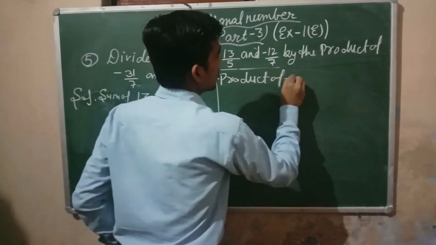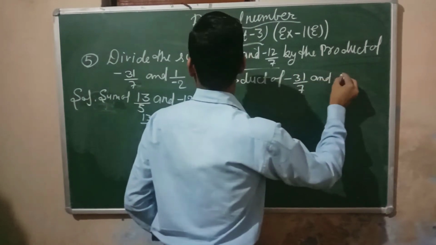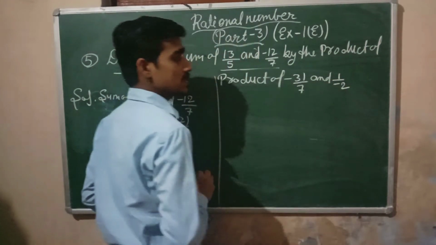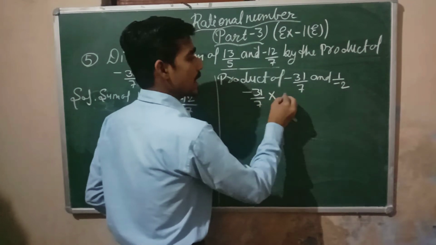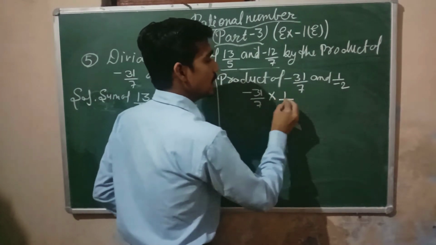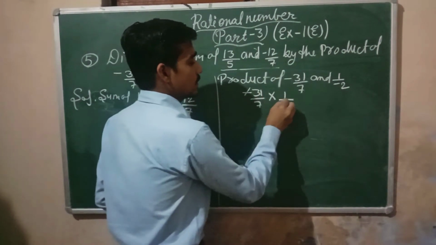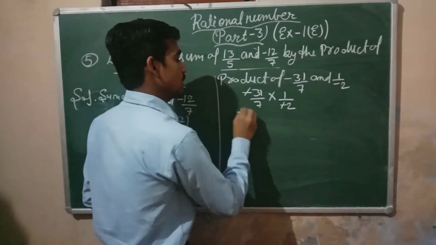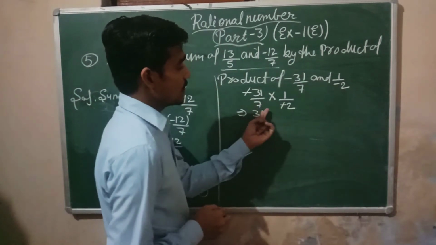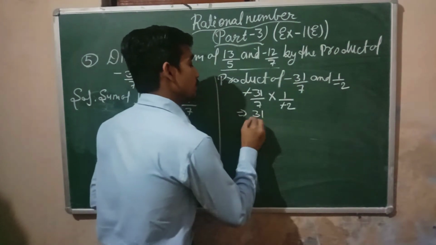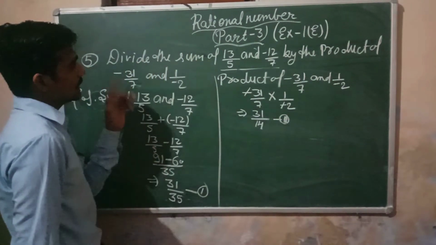And write the product of minus 31 upon 7 and 1 upon minus 2. Clear student? That's why you will write here minus 31 upon 7 multiplied by 1 upon minus 2. Minus minus cancel, and 31 multiplied by 1 that means 31. 7 multiplied by 2 we get 14. This is equation second.